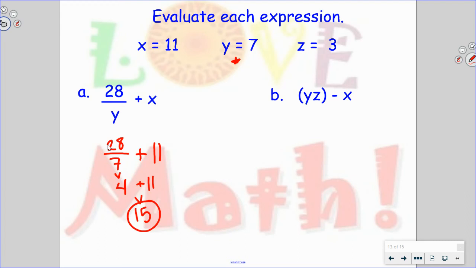Let's do part B, where we know that x is 11. You can see that from the top. On the other hand, take a look at what's inside the parentheses. It says yz, but that does not mean 73. You guys probably realize or remember from 6th grade, if you don't see any symbol in between two things, that will mean multiply. So we're going to take the product of 7 and 3, which is 21, and then we're going to subtract 11 from 21 to get 10.